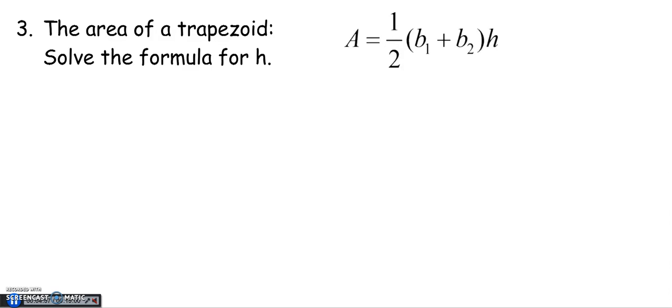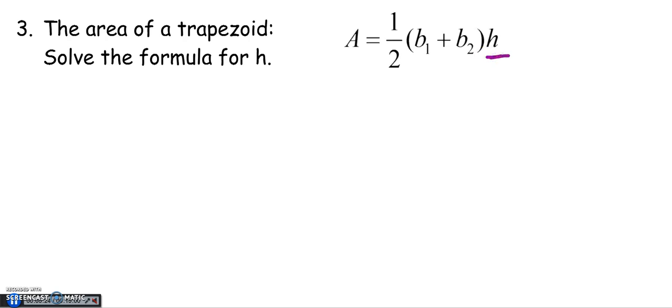Alright, the other way we can use these is to actually rearrange a formula. The reason you want to do this is if we already know the area we want, A, and we're finding one of these other variables, either base 1, base 2, or height, we don't want to have to keep rearranging it over and over. So we're going to rearrange the formula so that we can solve for the h.